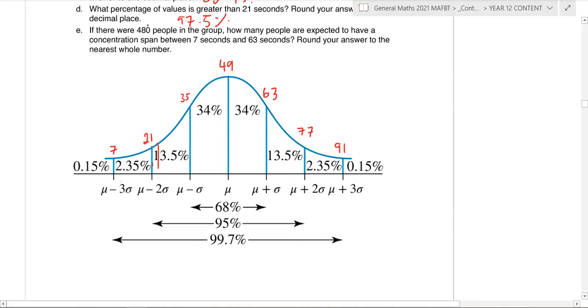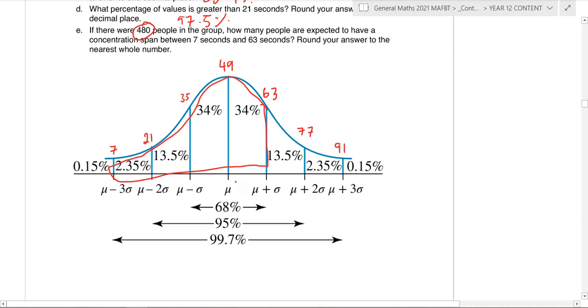Last one. If there are 480 people in the group, how many people are expected to have a concentration span between 7 seconds and 63 seconds? All right, 7 seconds and 63 seconds. So you're looking at between 7 and 63, which is there. That means you're going to add all of these percentages here. Actually, we probably should have been doing it like this so you guys can make sense of it more. All of this is between 7 and 63, so you're going to find a percentage of 480.